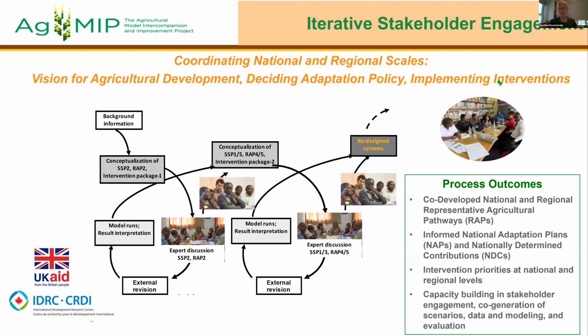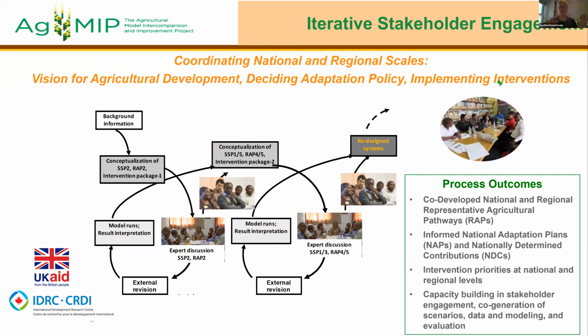So this includes the visions for agricultural development. That's the RAPs that I was just describing. Deciding adaptation policies at the national level, and then implementing interventions at the regional level.